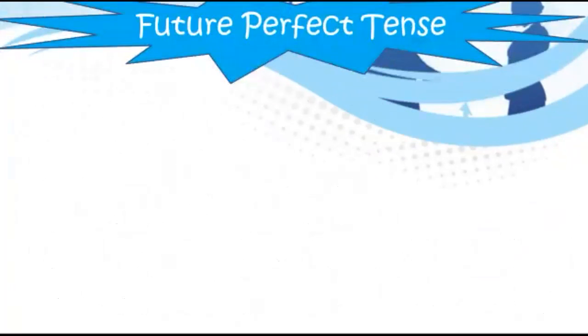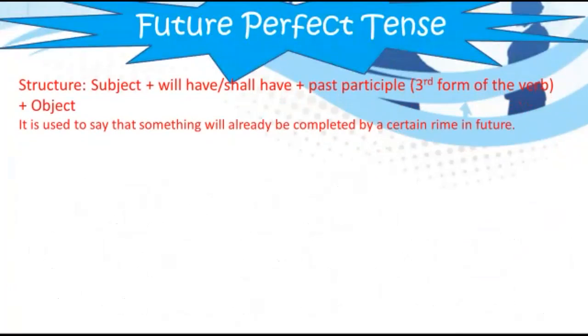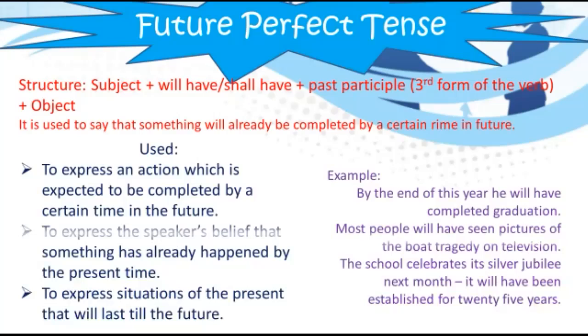Future perfect tense. Its structure is subject plus will have or shall have plus past participle, which is the third form of the verb, plus object. It is used to say that something will already be completed by a certain time in future. So a time will be given and it will be saying that by this time I will have completed this work. It is used to express an action which is expected to be completed by a certain time in the future.